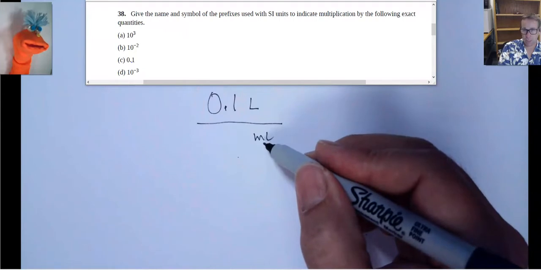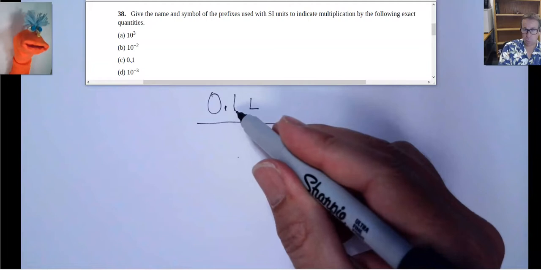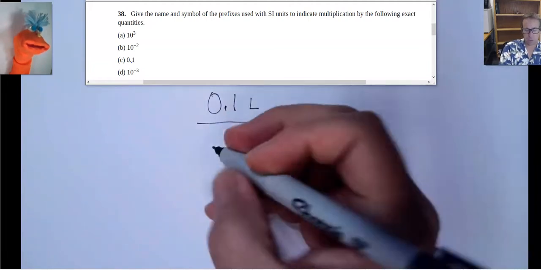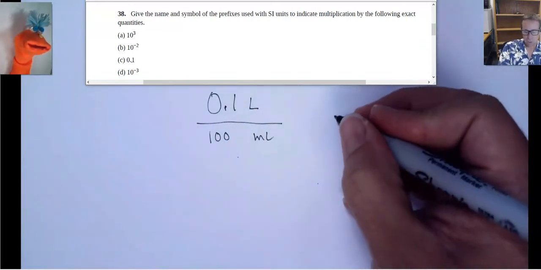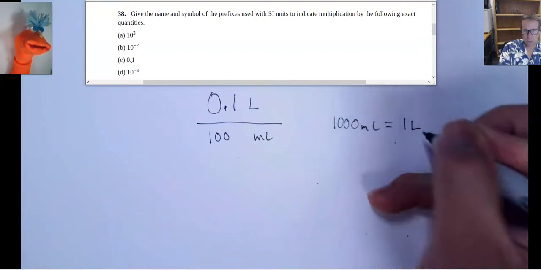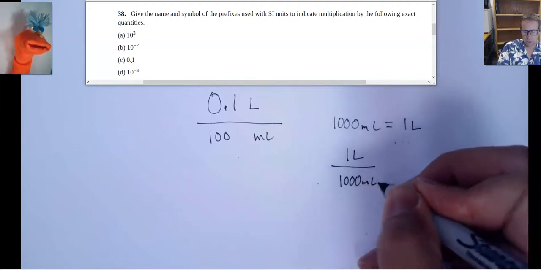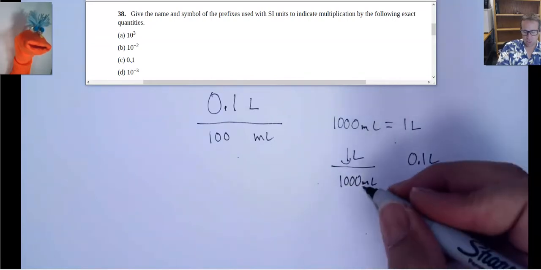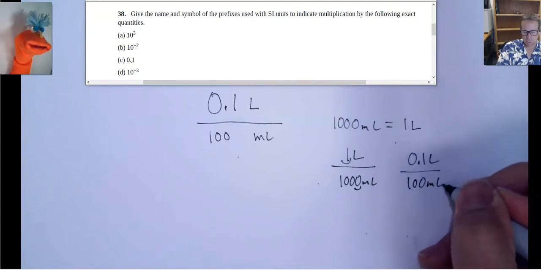Because 1 milliliter is 1,000th of a liter. Here I have 0.1 liters, and 1 milliliter is 1,000th. That's 100th. So that's 100 milliliters. Okay? So 1,000 milliliters is equal to 1 liter. So I could write 1 liter is 1,000 milliliters, and 0.1 liters, this moves place over 1, this has to move over 1 too, would be 100 milliliters.